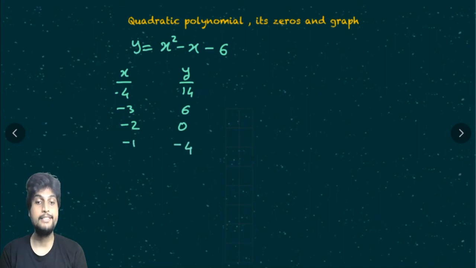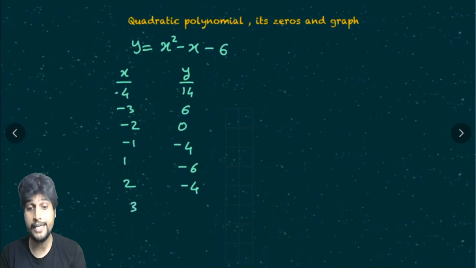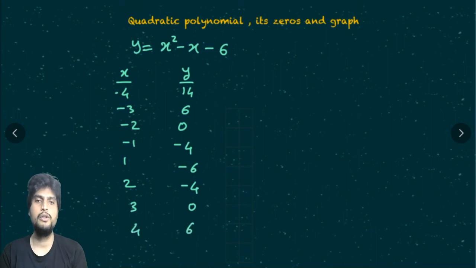If I put x is equal to 1, I'll get y is equal to -6. If I put x is equal to 2, I'll get y is equal to -4. If I put x is equal to 3, I get y is equal to 0. And if I put x is equal to 4, I get y is equal to 6. So you can put any values of x and jot down some points.